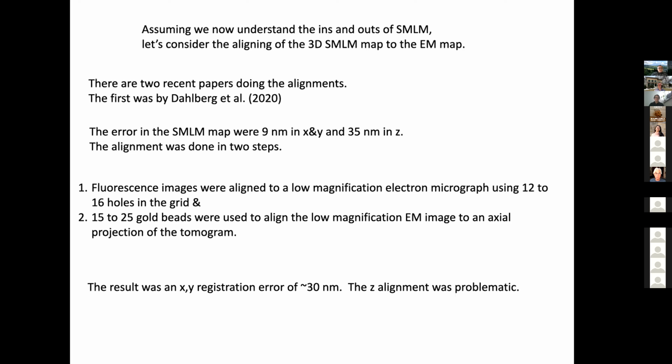So this was done in 2 steps. In the first step, what was done is to take the images from the fluorescence microscope, in which you can see the holes, the low mag holes in the EM grid, and you can use those to align the low mag EM images to the fluorescence images. And then in the second step, they used 1 or 2 dozen gold beads to align the low mag image that you've aligned to the fluorescence image to an axial projection of the tomogram. And using those 2 steps, they were able to achieve an XY registration of about 30 nanometers. The Z alignment was problematic. I'll talk a bit more about that.